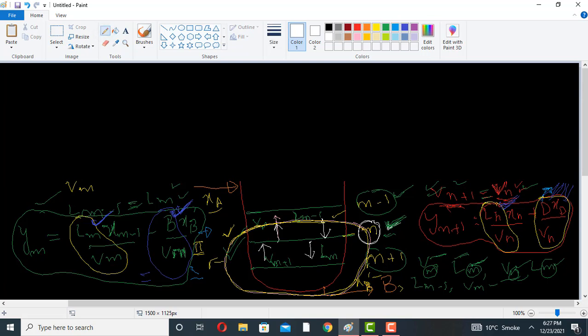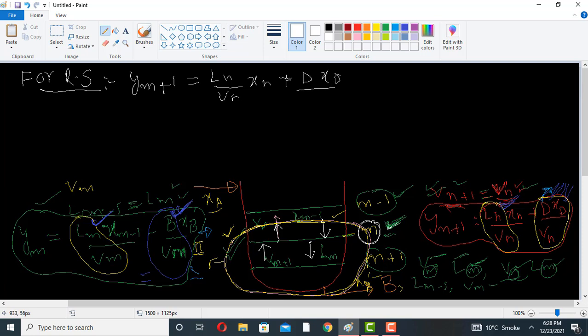For the rectifying section, the straight line equation will be yn plus 1 is equal to Ln divided by Vn into xn, plus D into xd divided by Vn. And for the stripping section, the straight line equation will be ym is equal to Lm divided by Vm into xm minus 1, minus B xb dash divided by Vm. In some books, in place of this xb dash they write xb, so don't confuse.